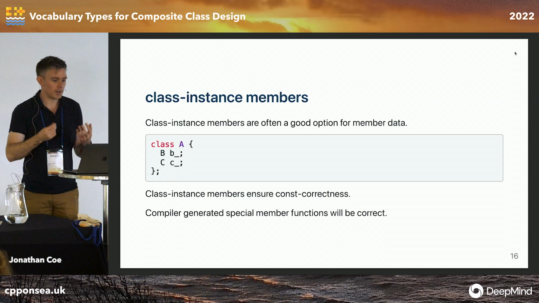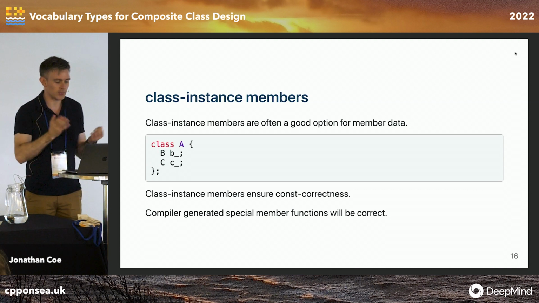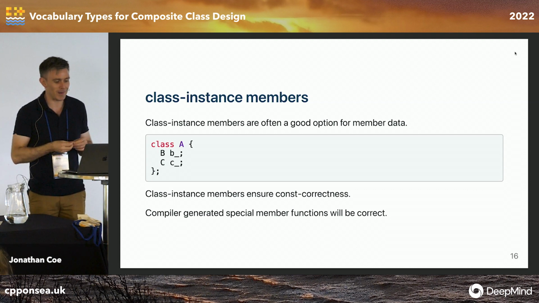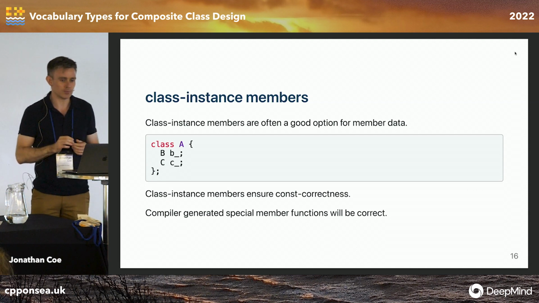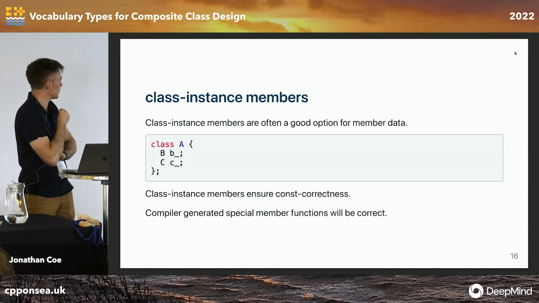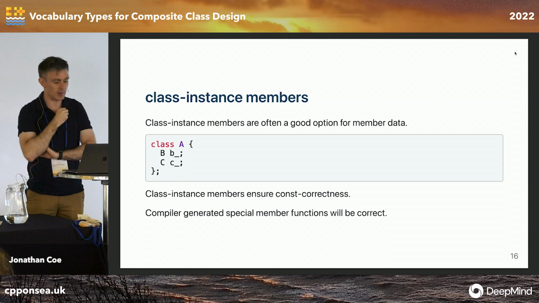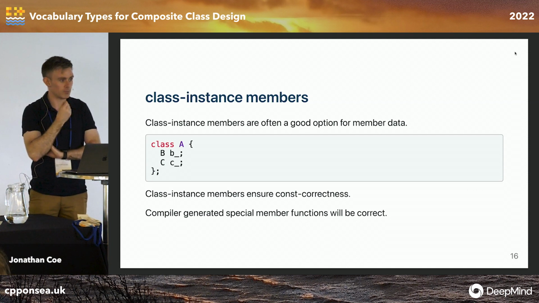So when we're designing our composite class, what options are there for components? Well, class instance members. This slide's in there because it's nearly always the right answer. If you want a car to contain an engine, then you don't need to use vectors or optionals or anything complicated. If you can just stick one of the objects inside your object, that's probably the right way to go, because the compiler will generate special member functions correctly and const propagation will all work. So that's good. So do that.